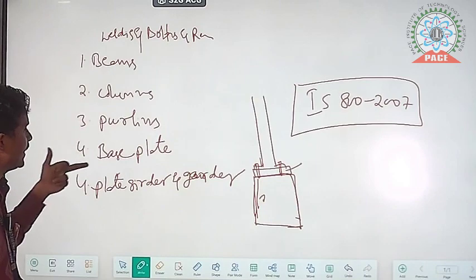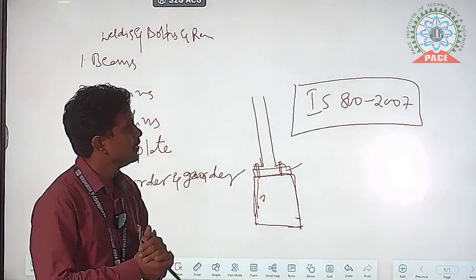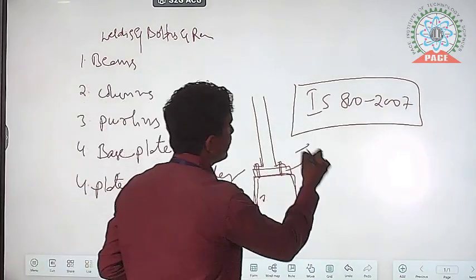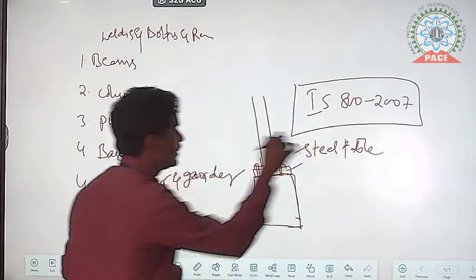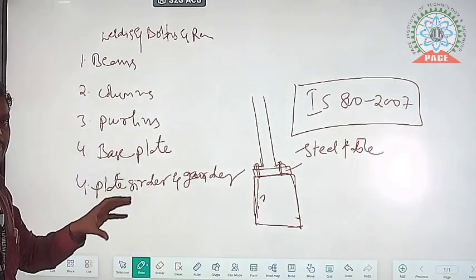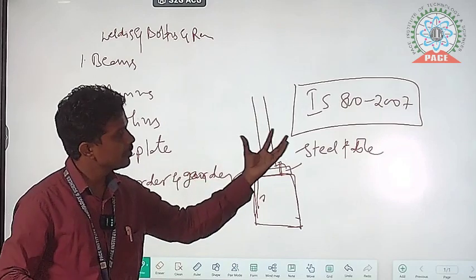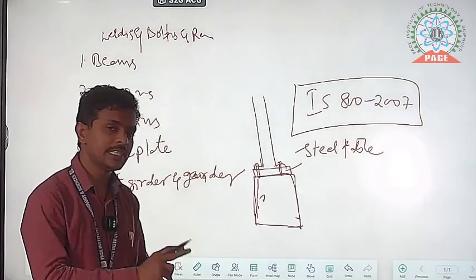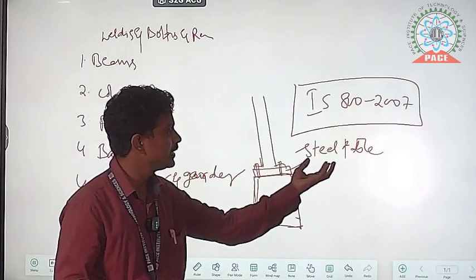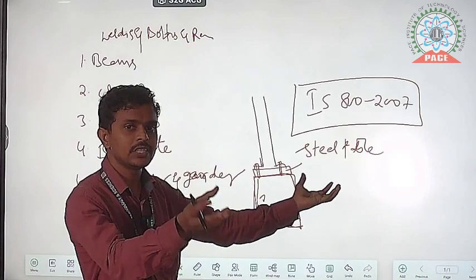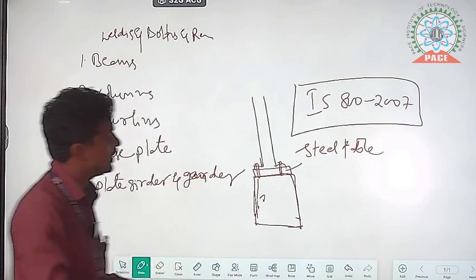What is the main use of the steel table? As I already told you, in that steel table the number of I sections with their properties are available, I sections, channel sections, T sections. So like that, a number of sections are already available in the steel table. Whatever section we need, we can take it from the steel table. So for that purpose we need the steel table also, to solve the beams, columns, base plate, purlins, plate girder and everything.